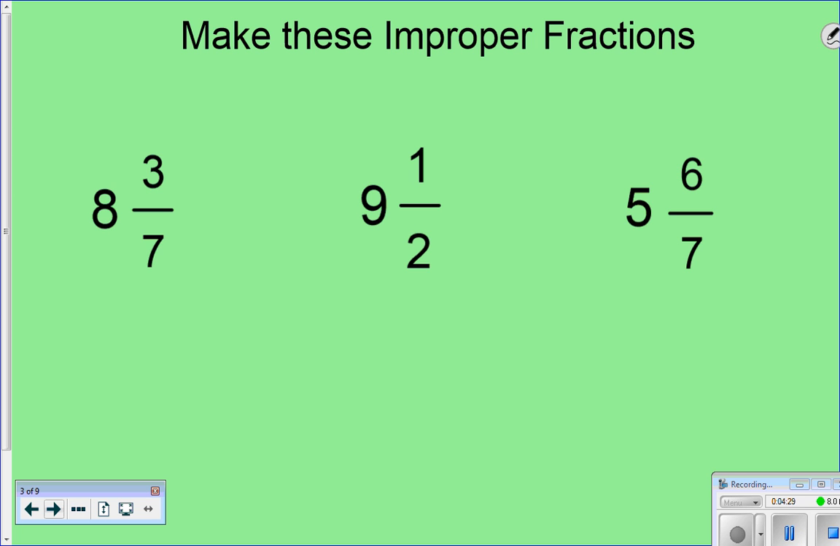The only part that could get you in trouble here is if you don't know your facts. Your multiplication facts. Some people have troubles with their nines.